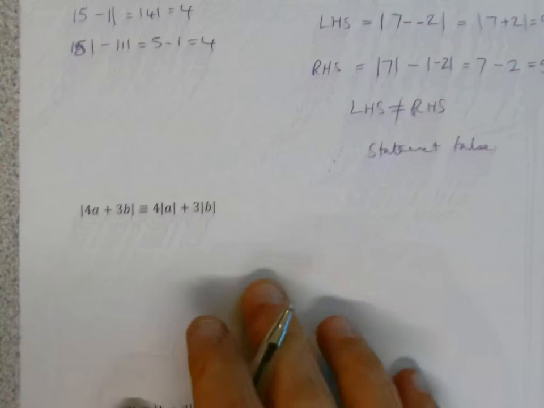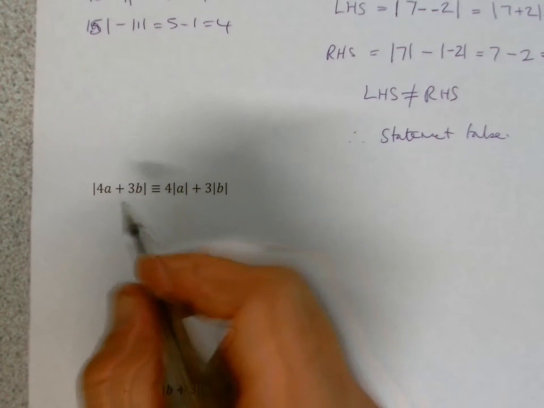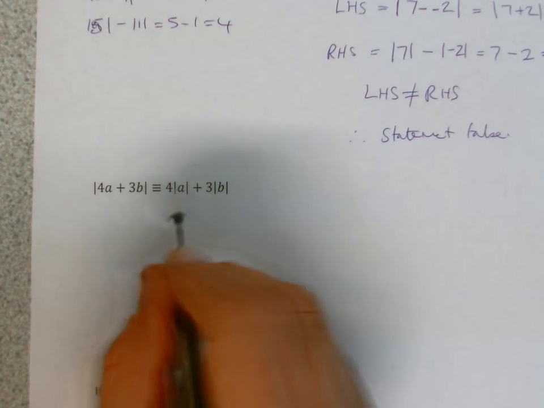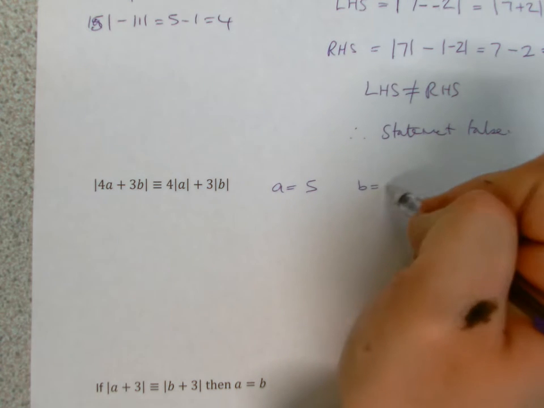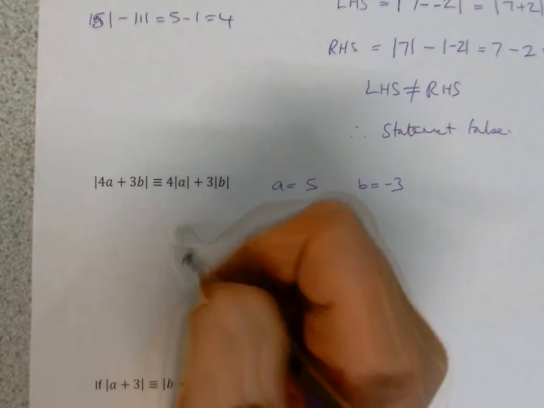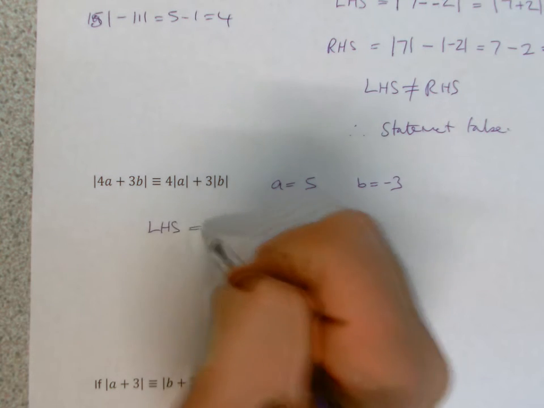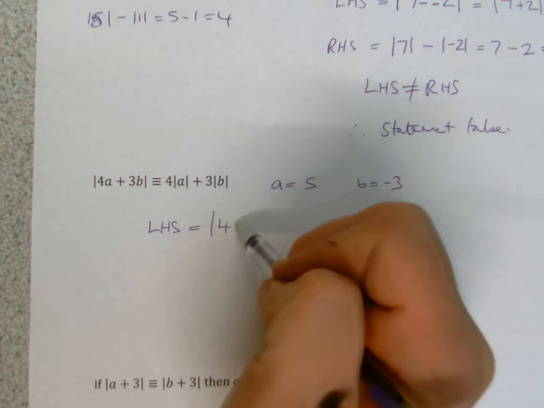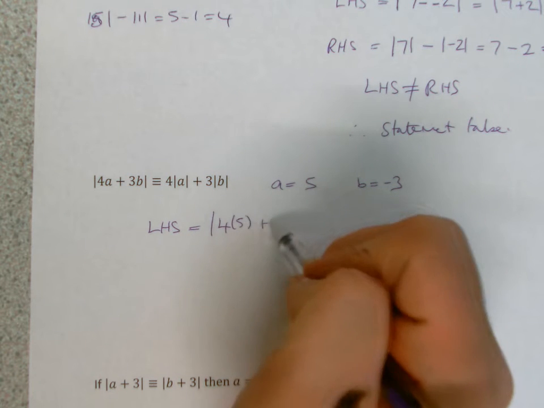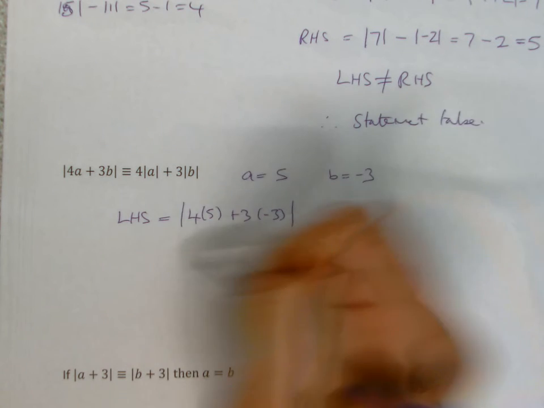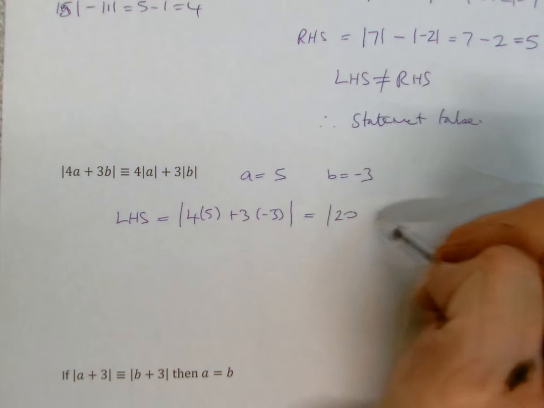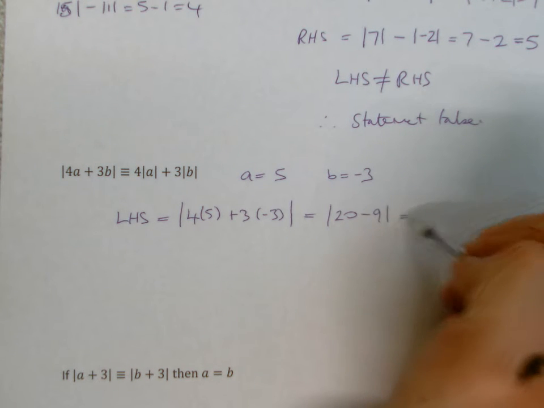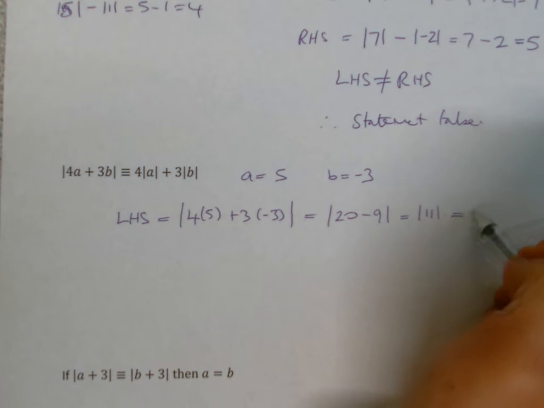Okay, now over here, we can do another one. Again, it looks as though they should be equal, but if you choose a value for a that's positive and a value for b that's negative, we show that it doesn't work. Left hand side will equal 4 times a, which is 5, plus 3 times b, which is minus 3. So that will equal 4 times 5 is 20, 3 times minus 3 is minus 9. So that will equal the mod of 11, which is 11.